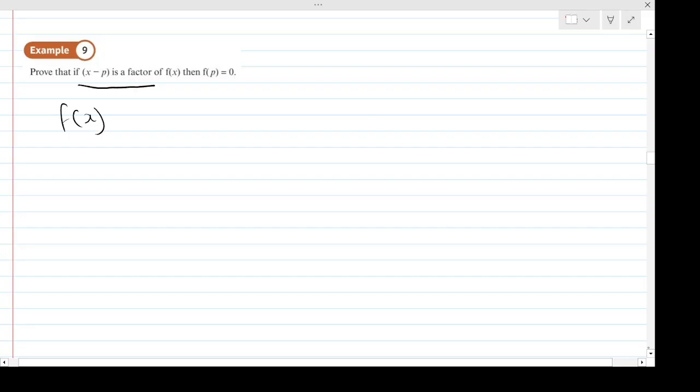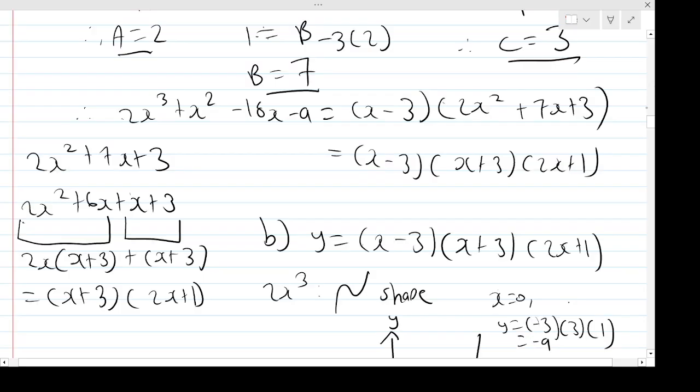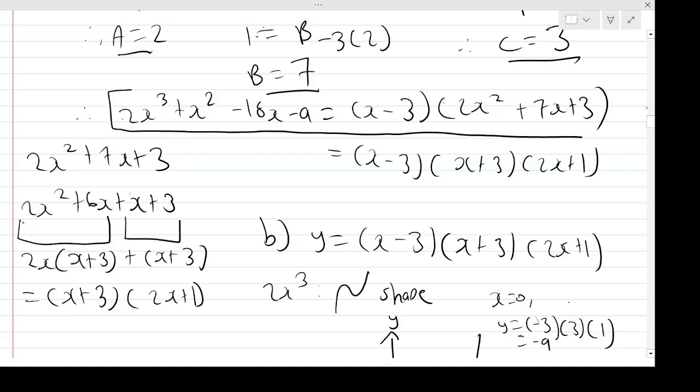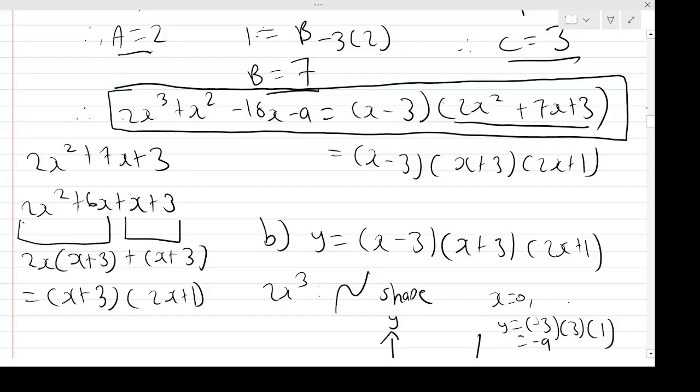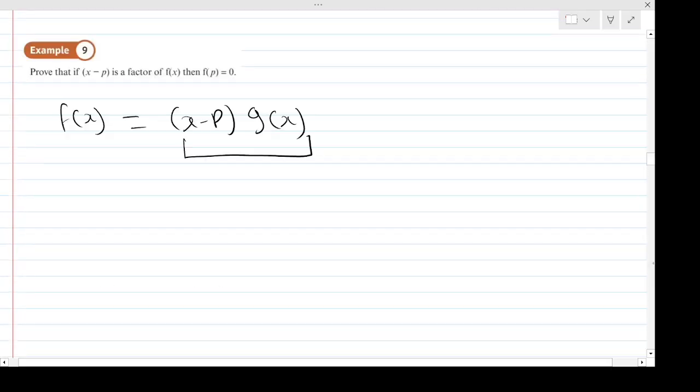If x minus p is a factor, well then that's going to mean f of x can be written as x minus p times some other function, or g of x. That'll be another polynomial. And then if we multiply these two together, we will get back our original f of x. Very similar to the example we did previously, where we had this whole cubic and we split it into the factor x minus 3 and this other factor 2x squared plus 7x plus 3, okay? That's the idea here.